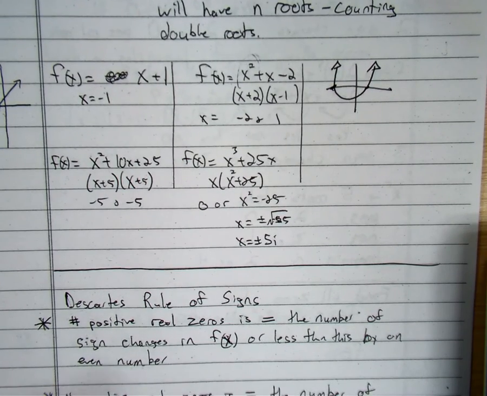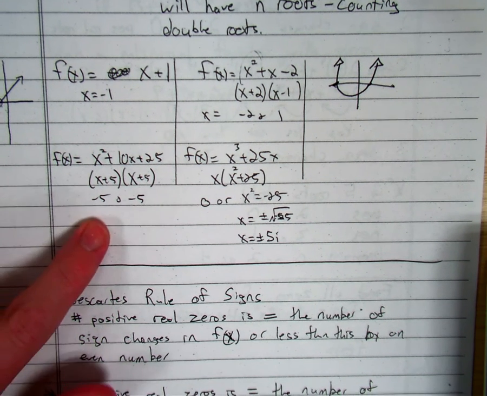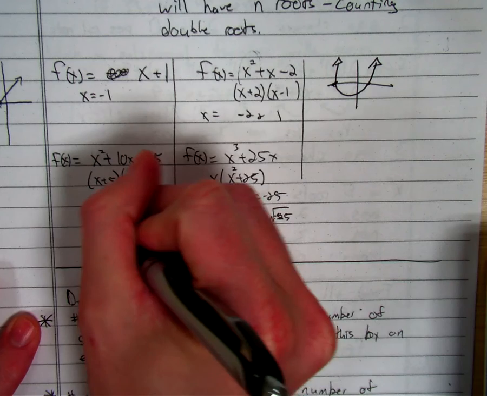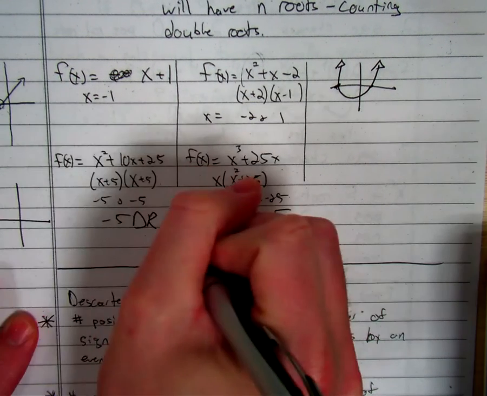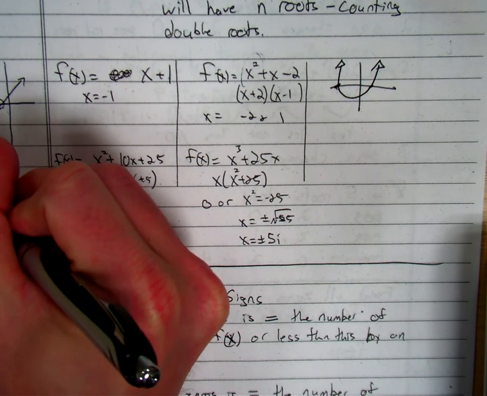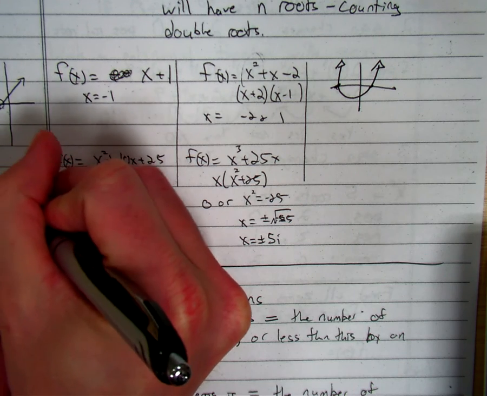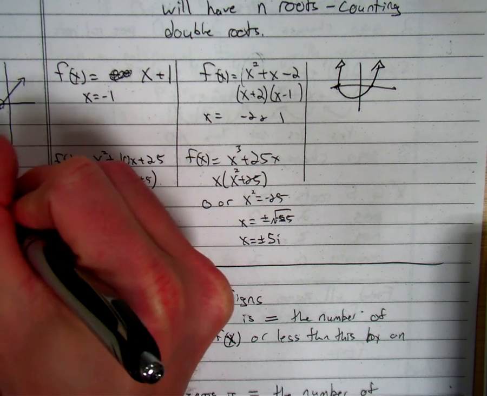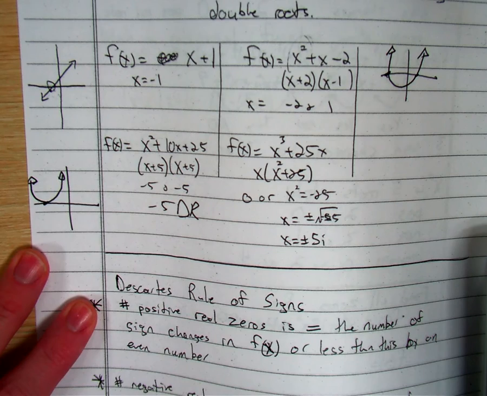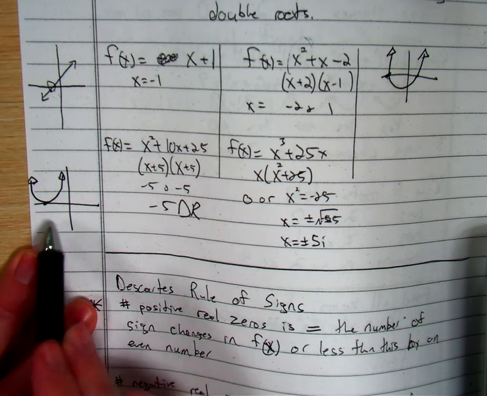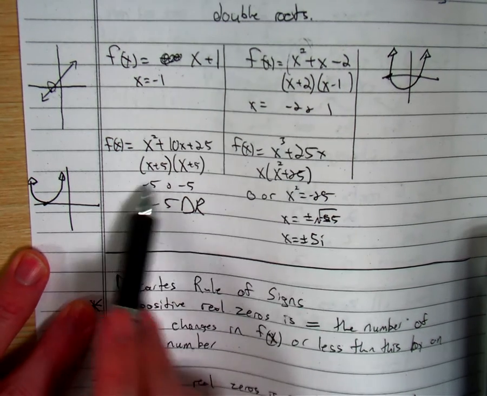X squared plus 10x plus 25. That would factor out to x plus 5, x plus 5. Both of those are -5. This is a double root. Okay, think about what this is. It's going to touch at -5. It's going to look like this. It's not going to cross through. Okay, it's going to touch and turn around at -5. That's a double root, and that's why. Okay, it happens twice.